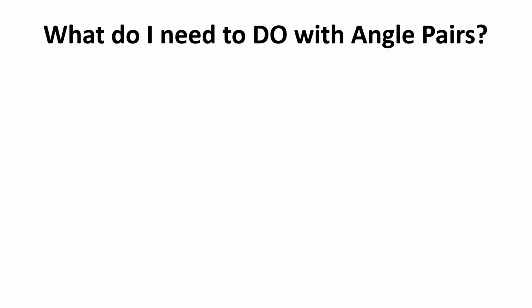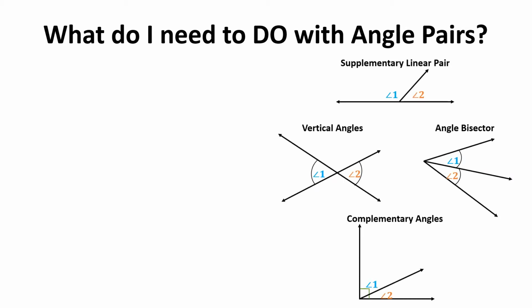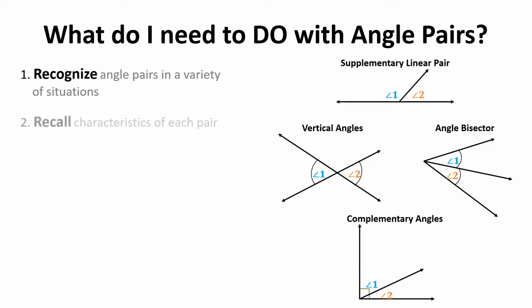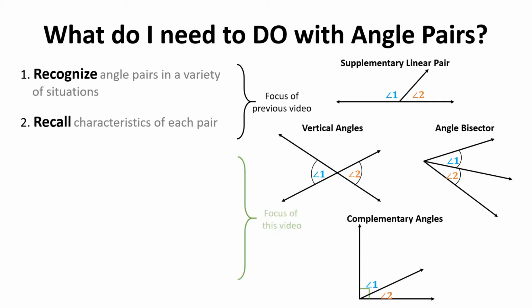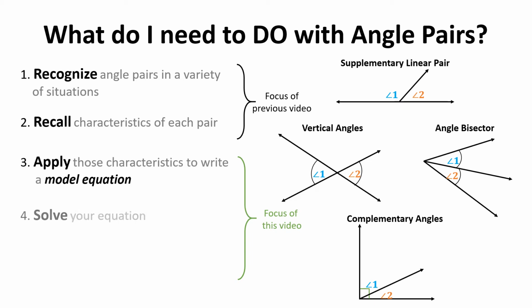Let's recall what we need to do with angle pairs. First, we need to recognize angle pairs in a variety of situations and then recall characteristics of each pair. That was what was covered in our previous video, the second video of 3. But the focus of this video will be to apply those characteristics to write a model equation. Then we'll solve that equation and evaluate the reasonableness of your solution.